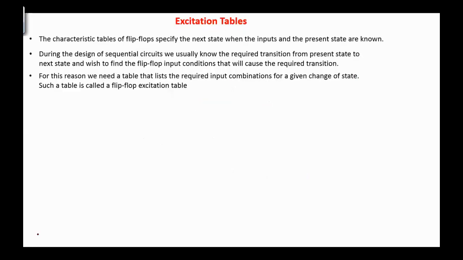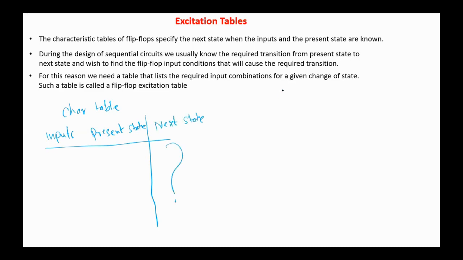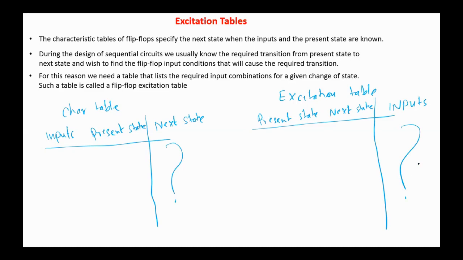Next, excitation tables. The characteristic tables of flip-flops specify the next state when the inputs and the present state are known. During the design, we usually know the present state and the next state. So we need to find out the flip-flop inputs that will cause the required transition. In the characteristic table, we have the inputs and present state, and we need to find the next state. However, in the excitation table, we know the present state and the next state, and we need to find the flip-flop inputs that cause this transition. This is the difference between the characteristic table and the excitation table.